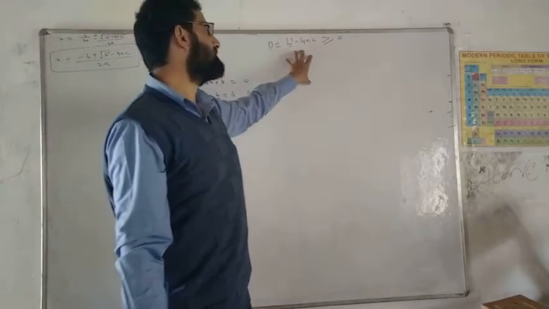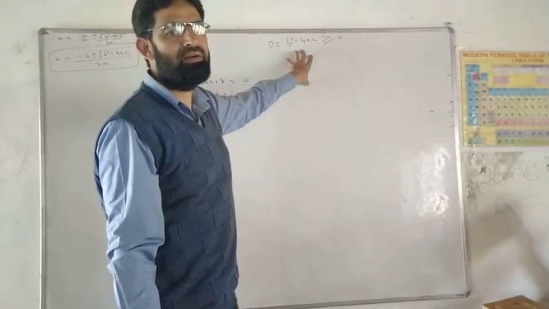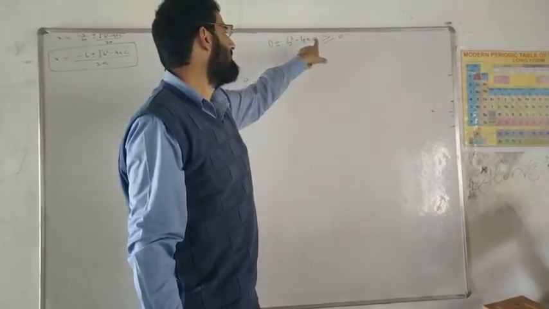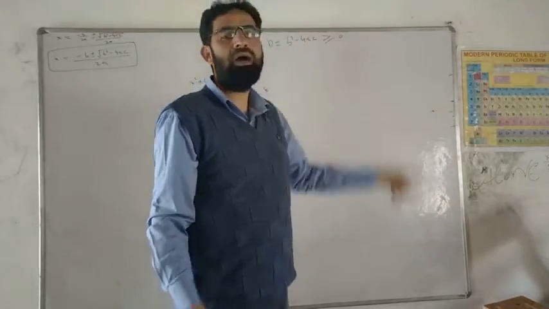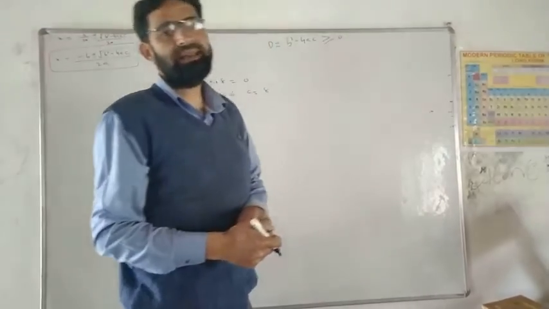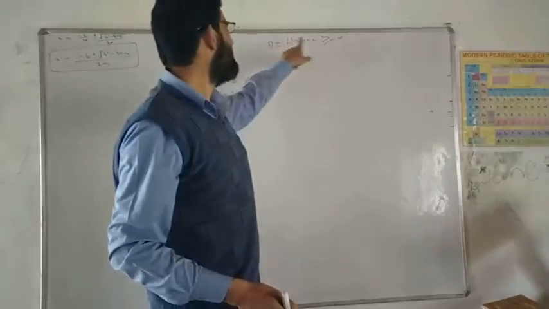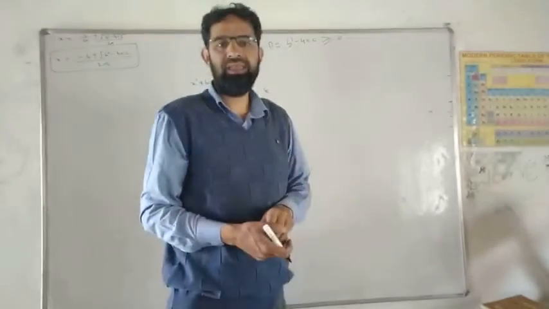There are only two situations when a quadratic equation has real roots: either D must be greater than 0 or equal to 0. If it is greater than 0, obviously there are real and unequal roots. And if D is equal to 0, then real and equal roots.